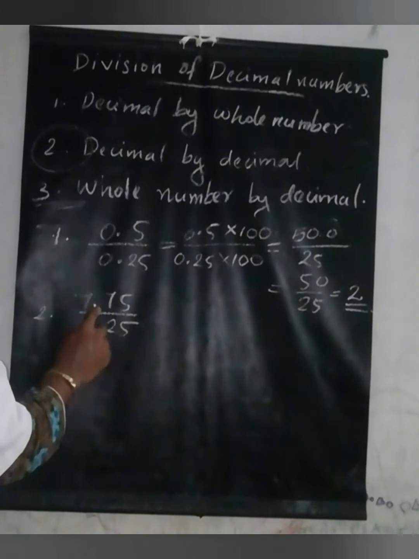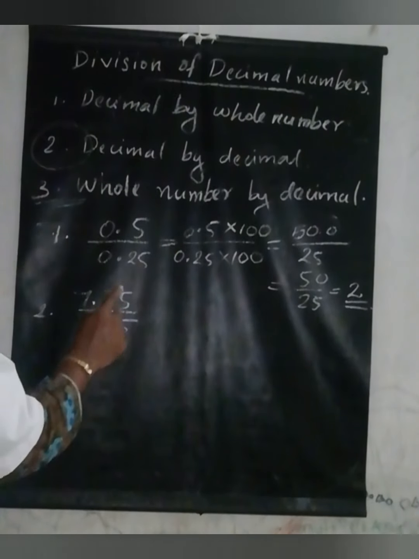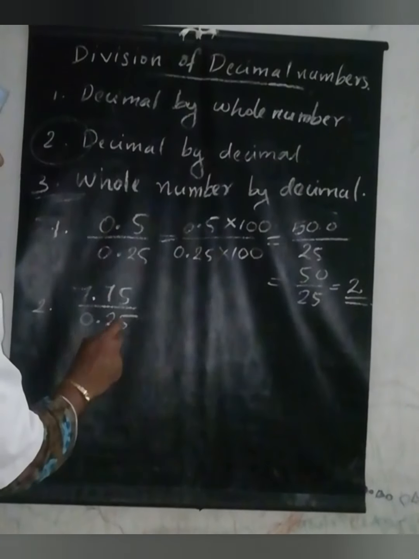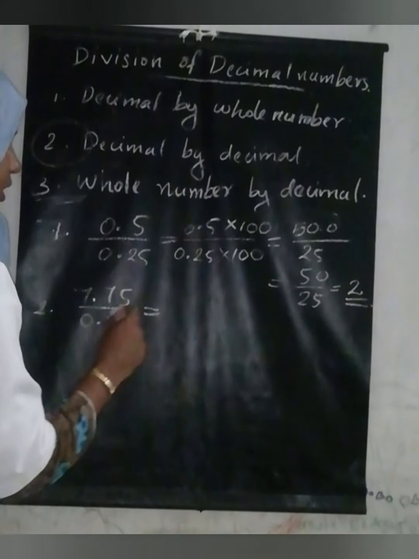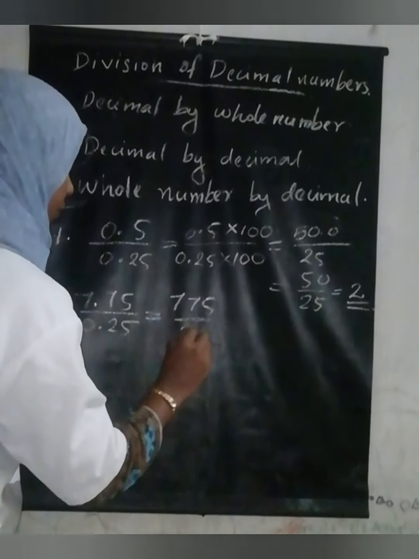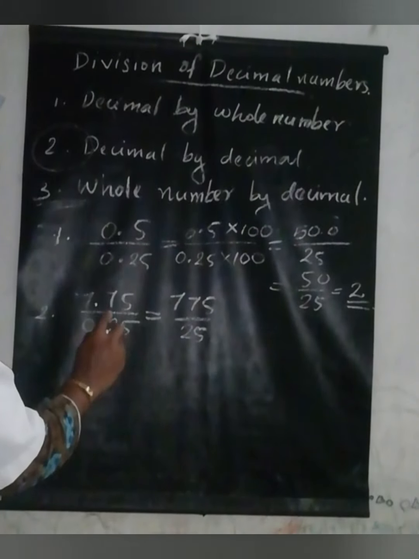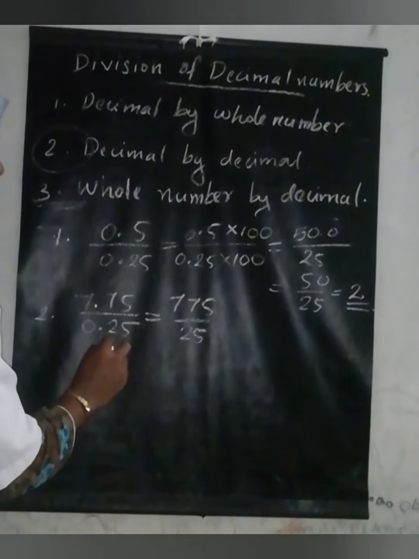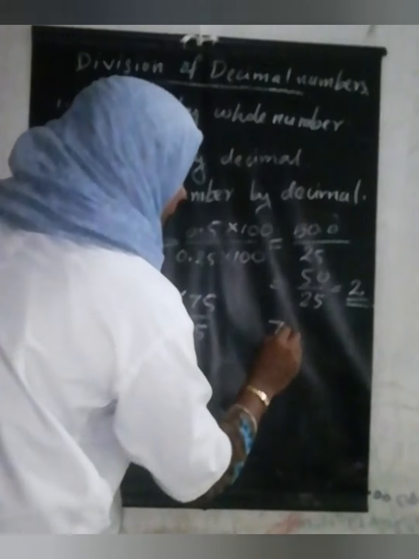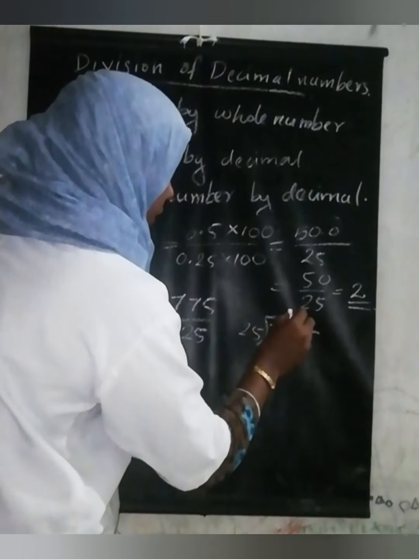Next question, 7.75 divided by 0.25. Here you note one thing. Both numerator and denominator have the same number of decimal places. In this case, we just forget the decimal and write the number 775 by 25. The case is that there is the same number of places in both numerator and denominator. 2 places here, 2 places here. So just avoid the decimal and write, then divide. So we can get the answer easily. 775 divided by 25.